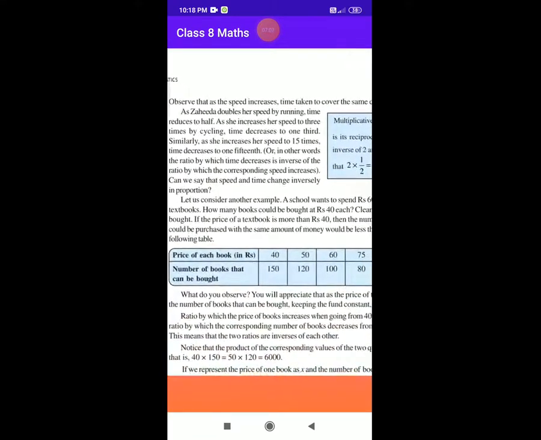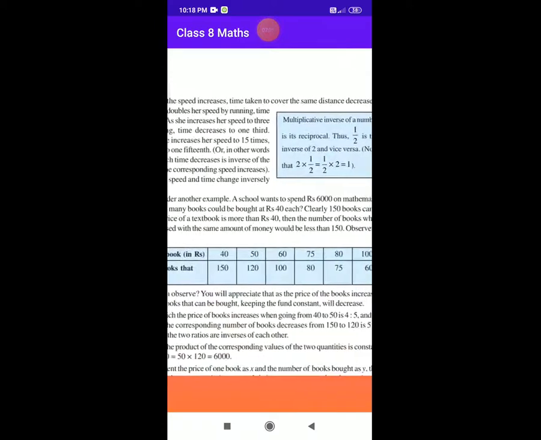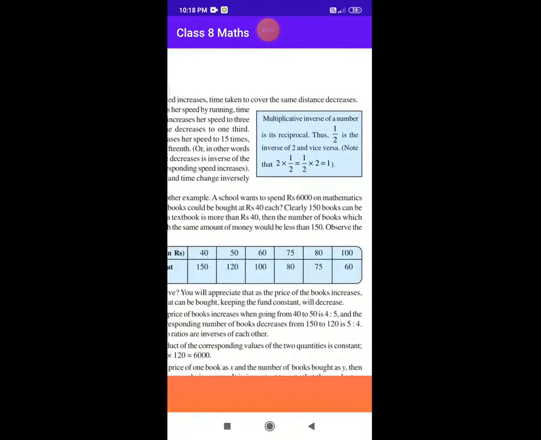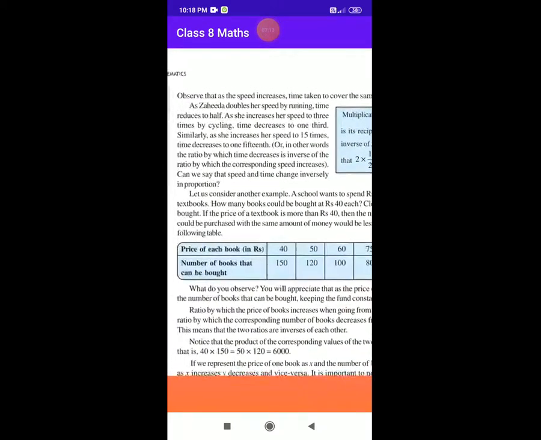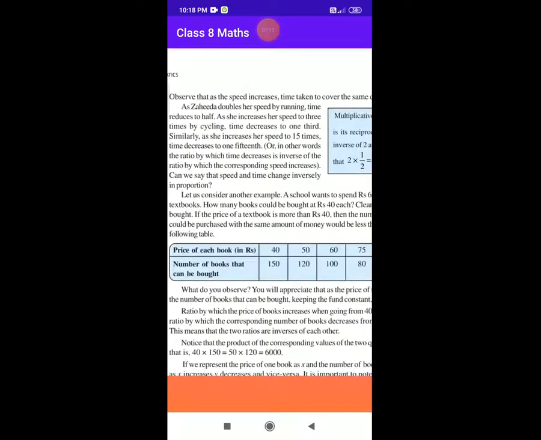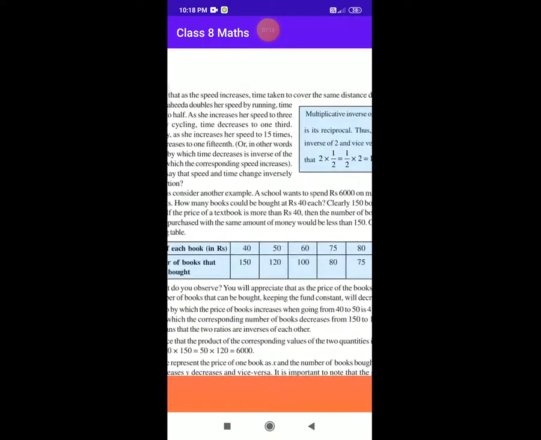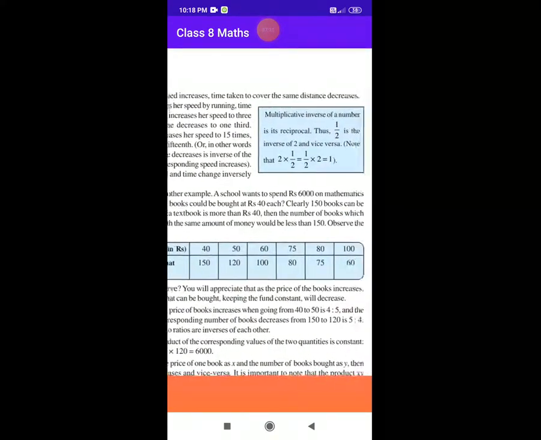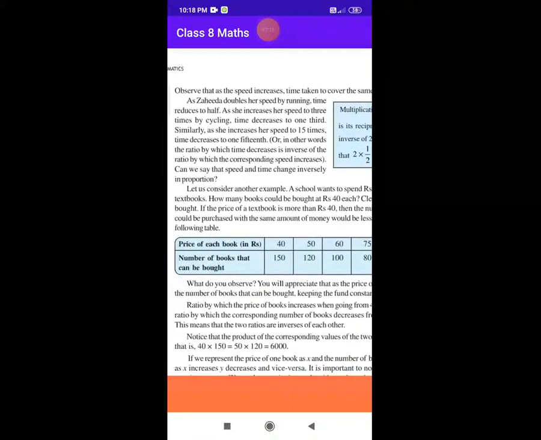So now let's consider another example. A school wants to spend rupees 6,000 on mathematics textbooks. How many books could be bought at rupees 40 each? And clearly 150 books can be bought.